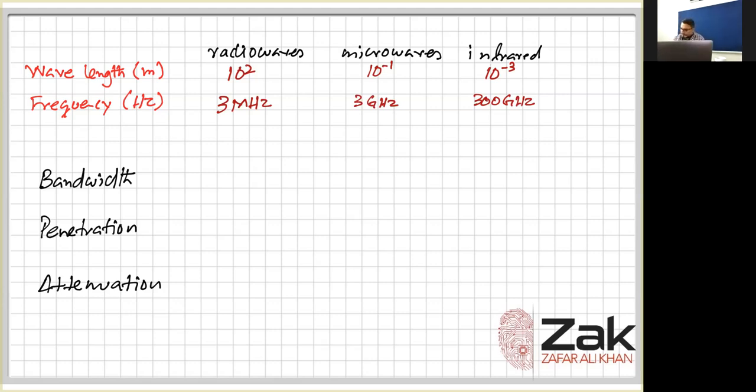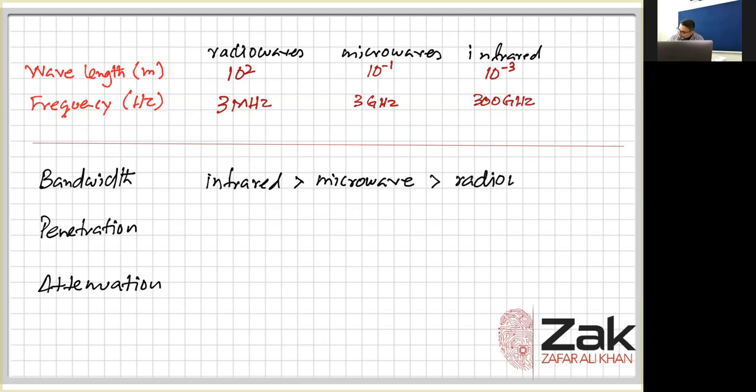So in this case, for bandwidth, I'm talking, infrared is better than microwave, I'm using this greater than sign as better than, and microwave is better than radio wave. So it means that infrared has the largest bandwidth and the radio wave has the least.